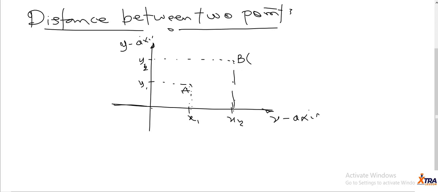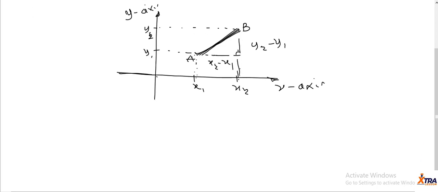So if we now join this line together, join the 2 locations together, and also join this to form a right angle triangle, of which the distance between here and here is y2 minus y1, and here we're having x2 minus x1. So for us to find the distance between the points A and B, we make use of Pythagoras theorem.